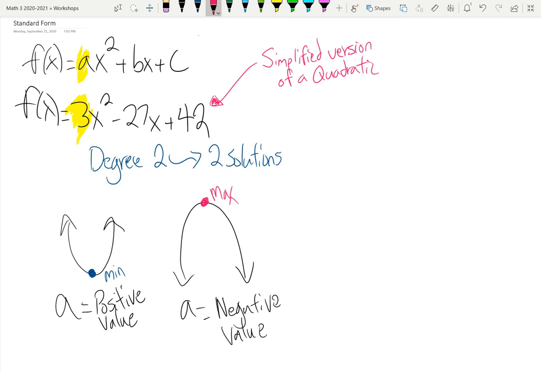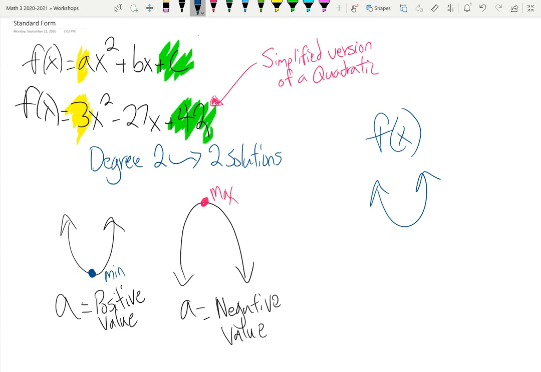Now, what else can I say about this guy? Well, I've already determined that the graph of f of x is going to look like this. The only other thing I can easily get is I can assert that because c is 42, I can say that the y-intercept of this graph is going to occur at 0, 42. So how did I know that? Well, let's dive in.